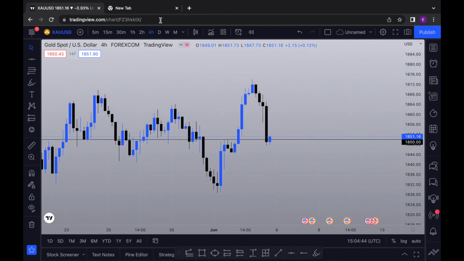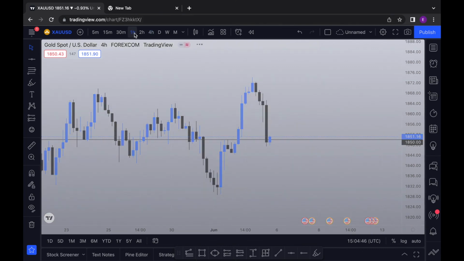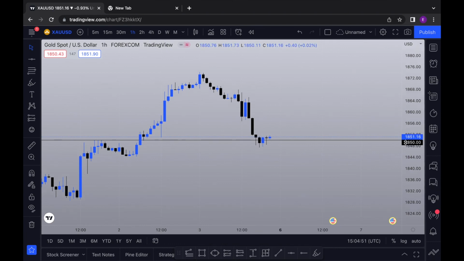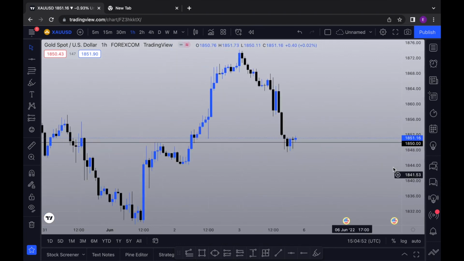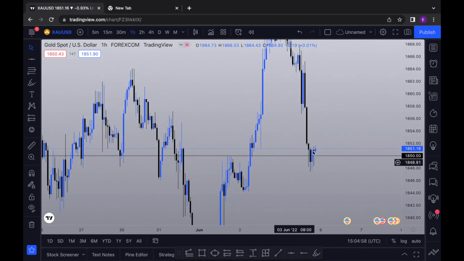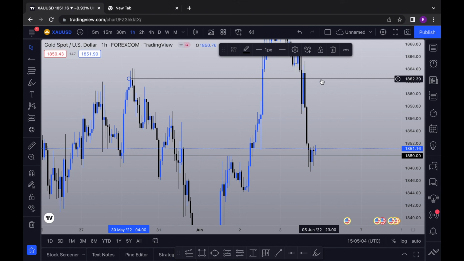Any way you want to use it, just try to look out for where the market has done a few rejections. If you look at this 1850, you can see rejection here, the market rejecting at the same place. So you might see it push back up somewhere around here. Whichever one you want to use, just use it.